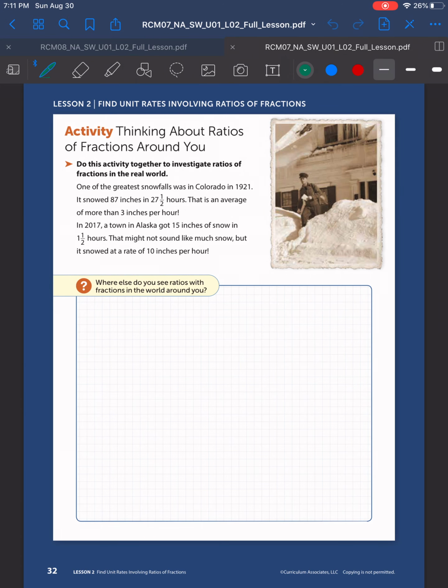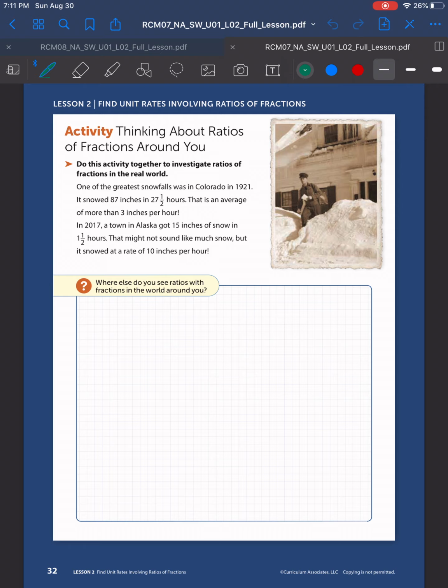Do this activity together. One of the greatest snowfalls was in Colorado in 1921. It snowed 87 inches in 27 and a half hours. That is on average more than 3 inches per hour. In 2017, a town in Alaska got 15 inches of snow in 1.5 hours. That might not sound like much snow, but it snowed at a rate of 10 inches per hour. Where else do you see ratios with fractions in the real world around you?